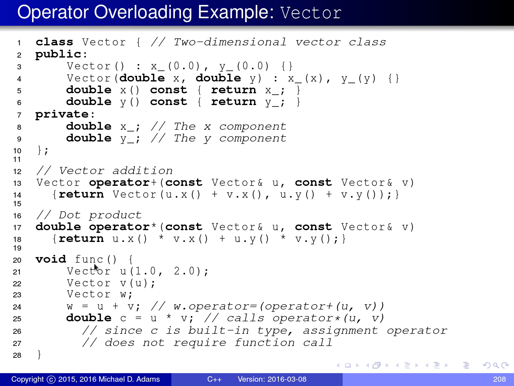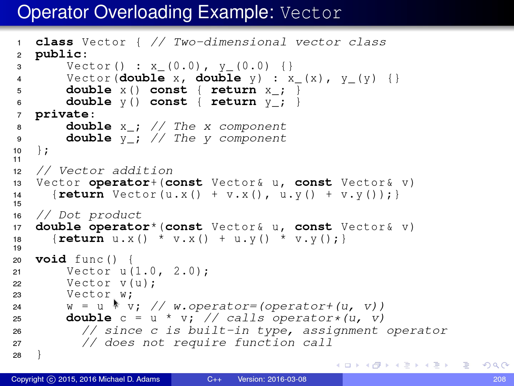And then below I have some code that's using this class. I create a vector variable called u, and I initialize it to have its x and y components to be 1 and 2 respectively. I create a vector called v, and I initialize it from u, so this is going to invoke the copy constructor, which we haven't explicitly provided, but it's provided by the compiler.